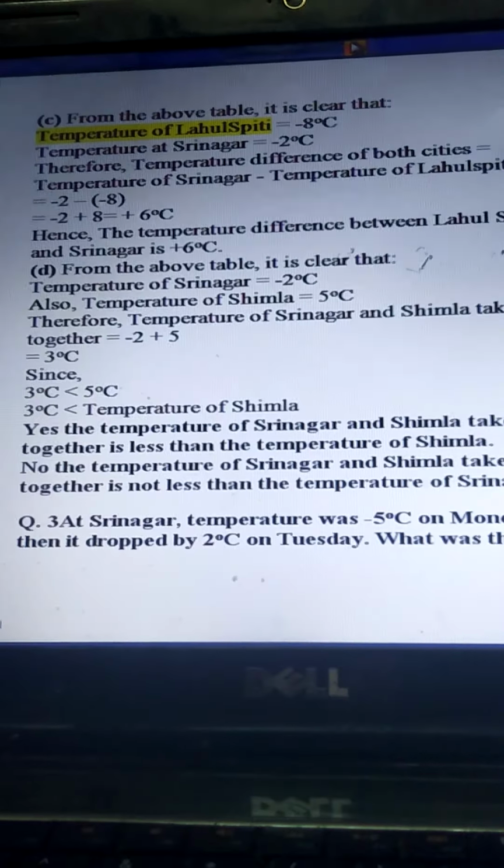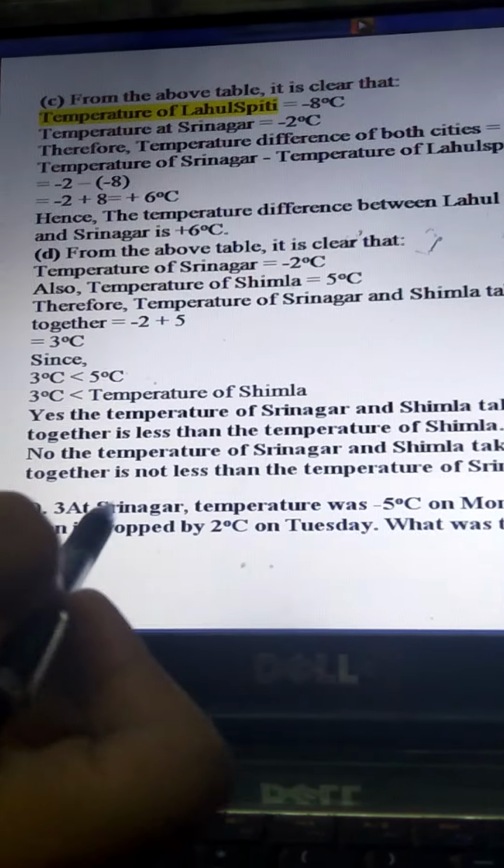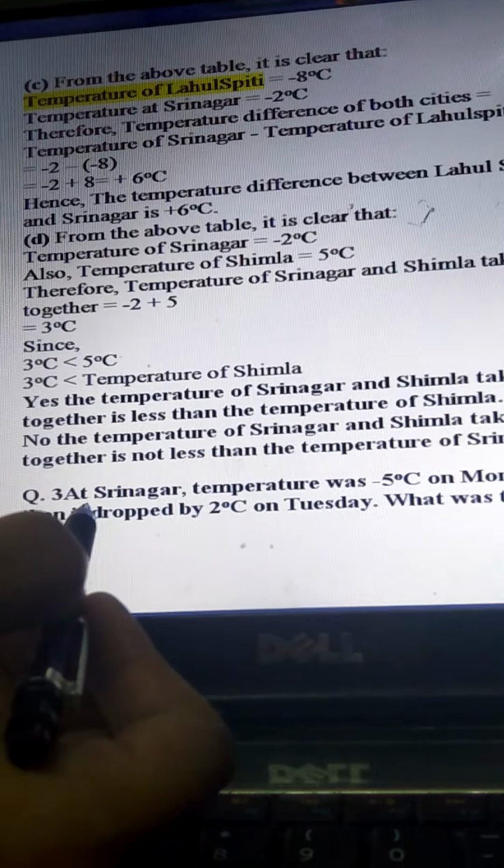Right students, I hope this question is clear to you. Now let us read the next question. Question number 3 I will be discussing.